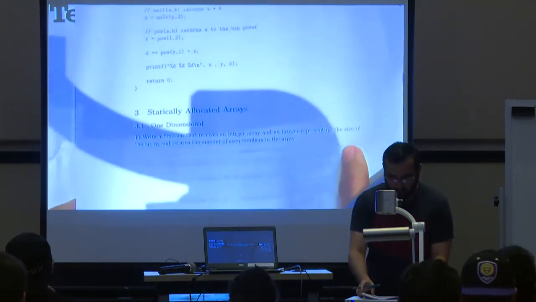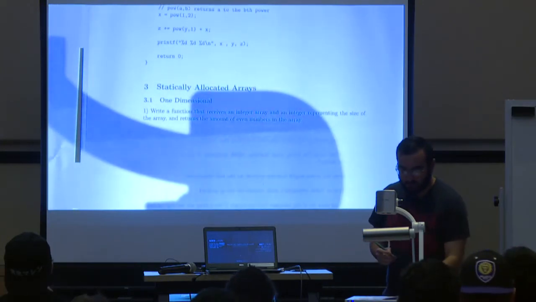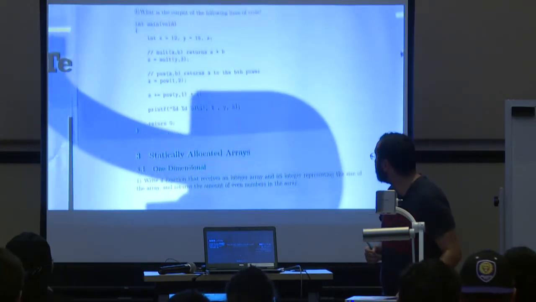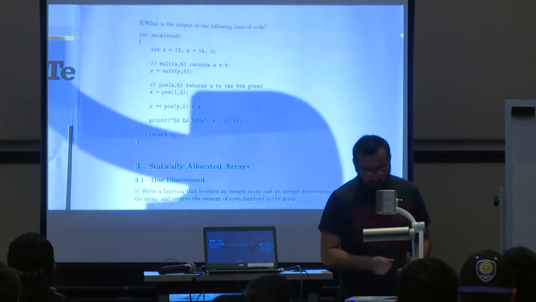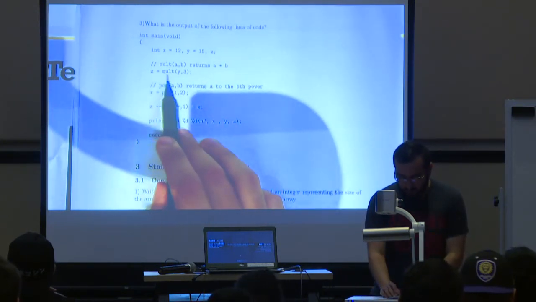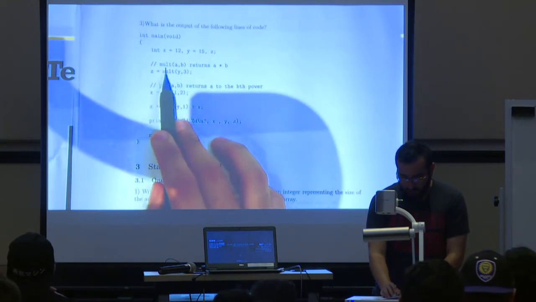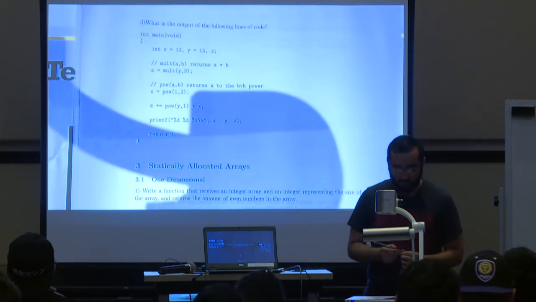So here's another code tracing, but with functions now. It's just asking, what is the output of the following lines of code? We're calling some functions. We've got a couple variable declarations: x is 12, y is 15, and then we've just got z. Here we're saying z is equal to mult(y, 3). So mult(a, b) just returns a times b. It's just a function that multiplies the two numbers.